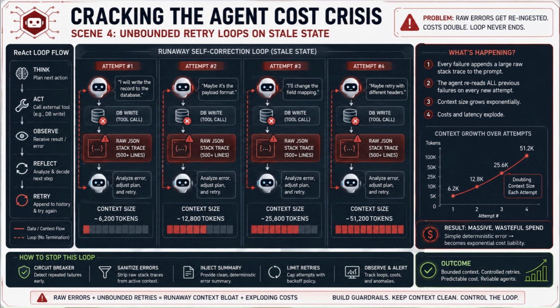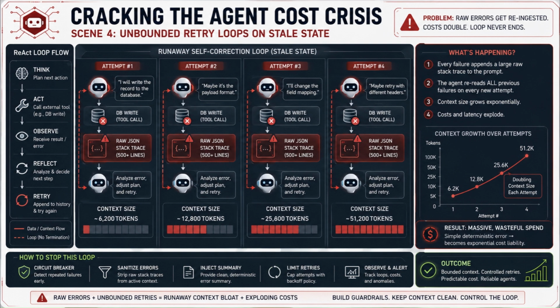However, if the underlying issue is deterministic, such as an invalid API key or a malformed database schema, the self-correction loop will continue to fail. With each new attempt, the agent pushes the entire history of previous failures back into the model context. This behavior converts a simple API error into a massive cost liability.